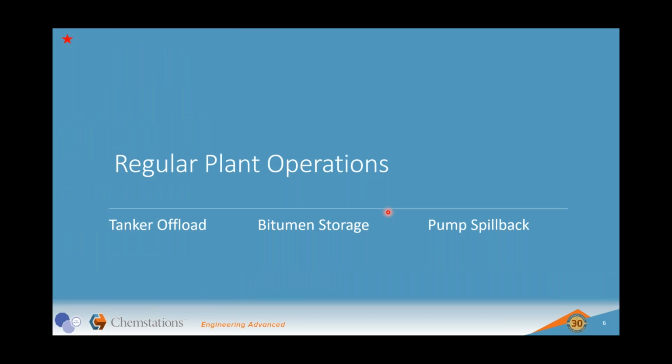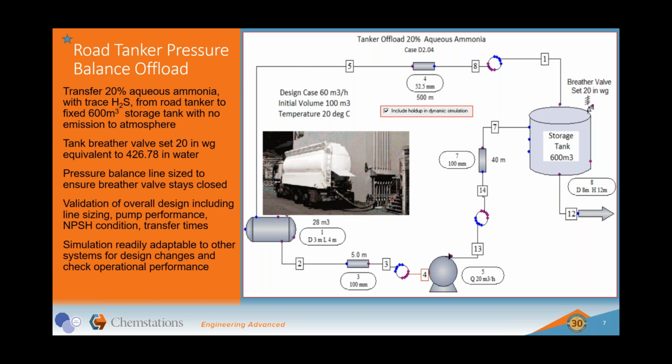So the first thing I'm going to look at is regular plant operations, because I find that people are reluctant to get involved with dynamic simulation because they don't feel they have the experience on the process control side. So what I'm going to show you here is 3 projects we did using dynamic simulation. The first one is a tanker offload.